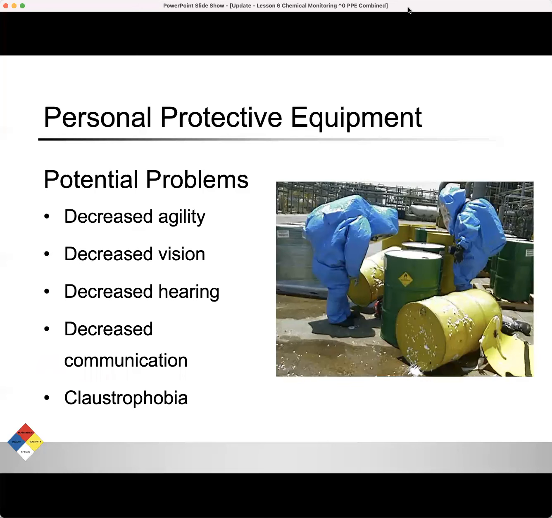Some other potential problems wearing PPE: there's decreased agility and mobility. It's difficult to move around. You're wearing multiple layers of gloves. It's hard to grip things, tools and nuts and bolts, whatnot. Decreased vision, decreased hearing, decreased communication. Also, claustrophobia can be a problem.